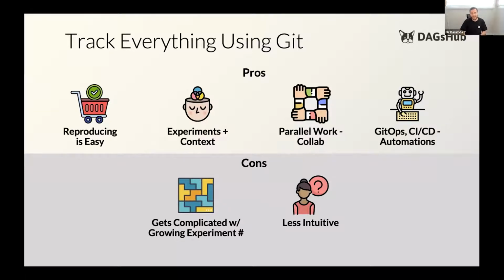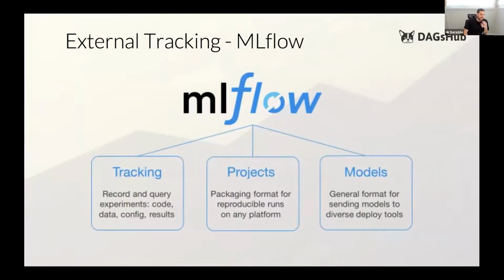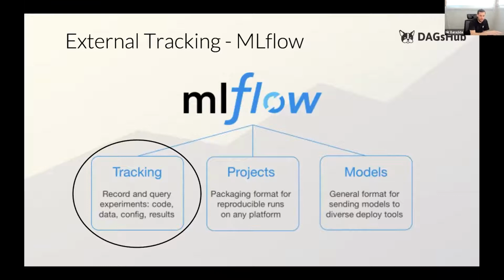So moving on to how we can do it, I'm going to start with the external tracking tool. Today we're going to talk about MLflow, which is the most common open source experiment tracking tool out there today, maintained by Databricks, and it supports the entire lifecycle of a machine learning project. We're going to focus on MLflow Tracking, which is an API for live logging of parameters, metrics, metadata, and artifacts from machine learning code.